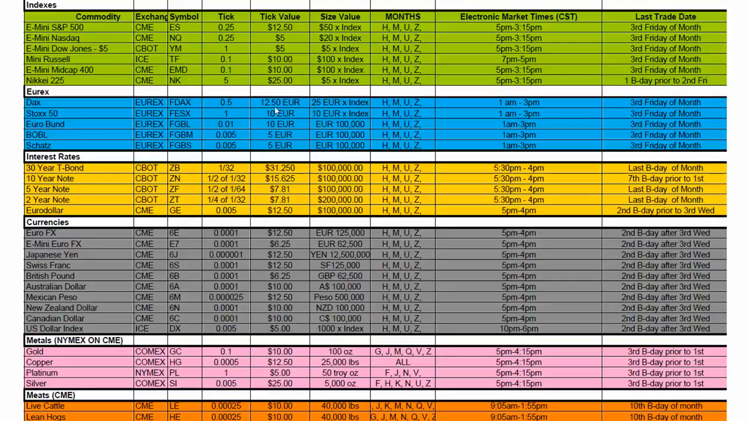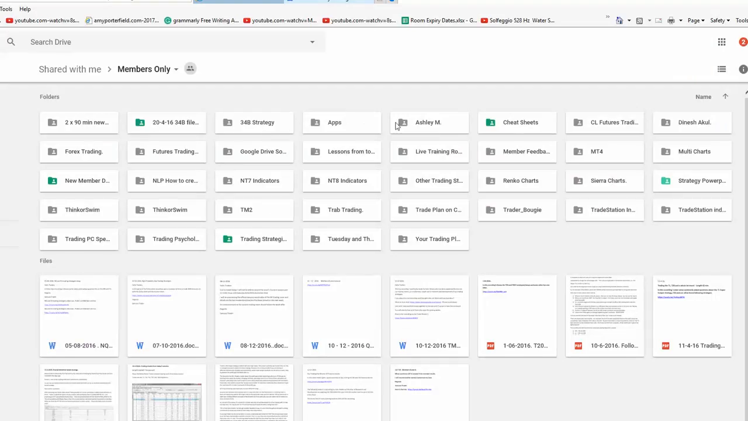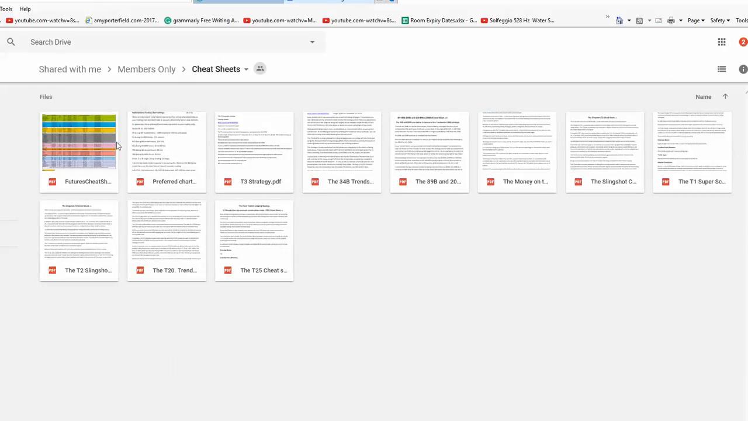First of all, I do have a cheat sheet, and this is part of it. You'll see here on the cheat sheet we've got the currencies. Now there are some changes. For example, the Euro FX on the cheat sheet that I've got, and let me show you where it is. Just go to the folder, cheat sheets, and you'll see it there.